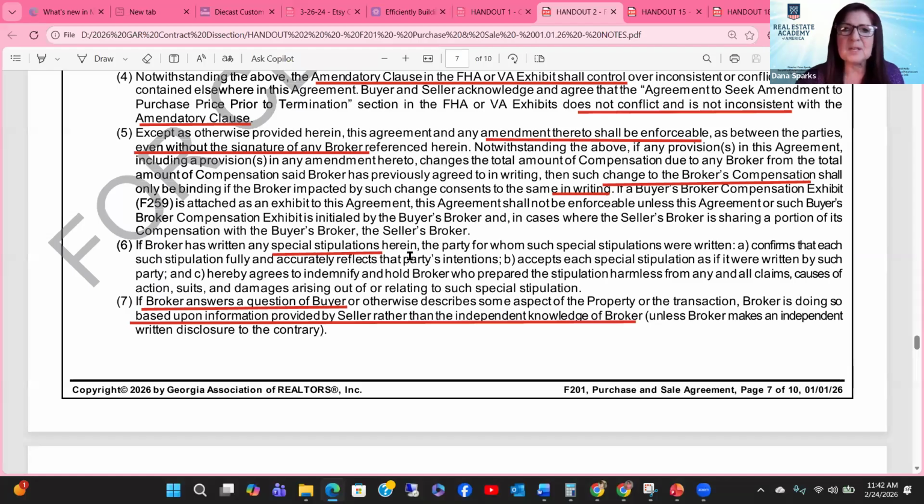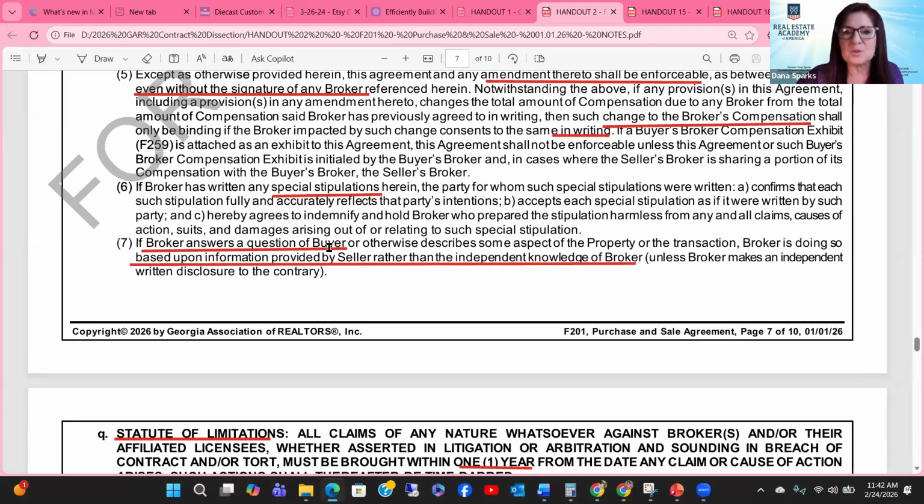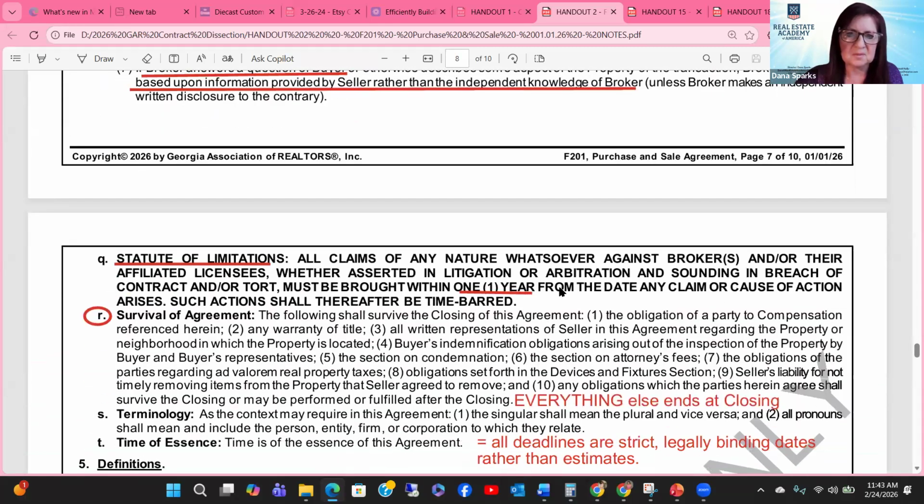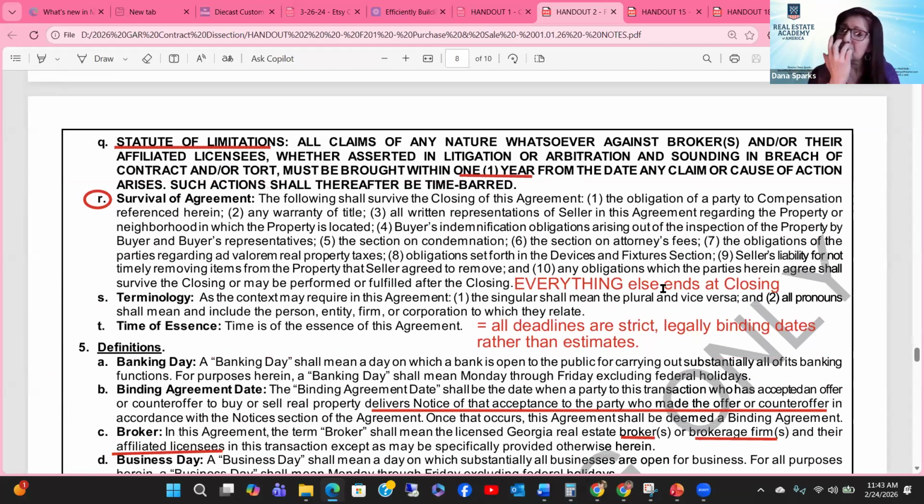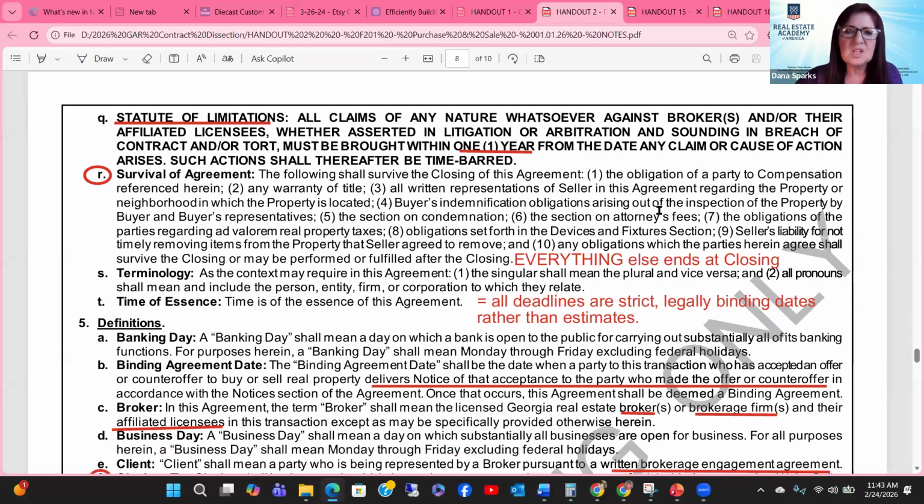And this just says, what about special stipulations? It says if a broker has written any special stipulations, then the party, meaning the buyer and seller, confirm that it accurately reflects their intentions. And if a broker answers a question of a buyer, it is doing so based on information provided by the seller rather than the independent knowledge of the broker. Statute of limitations for claims, and so forth, is 1 year from the date of claim.